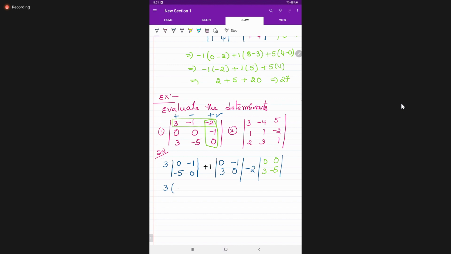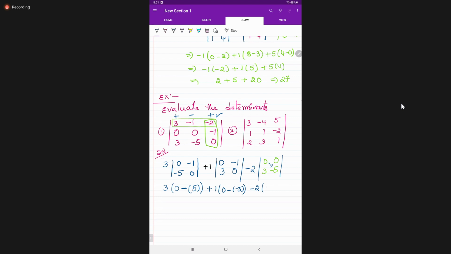3 into 0, it is minus, the middle sign is always minus. Minus 5 into minus 1 is plus 5. Ma'am, it will be 5. You could have taken the second row, because there are 2 zeros and they will cancel out. Yes, we can do it, easy only. Ma'am, it will be 0 only.